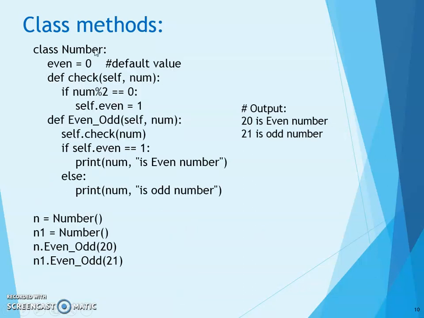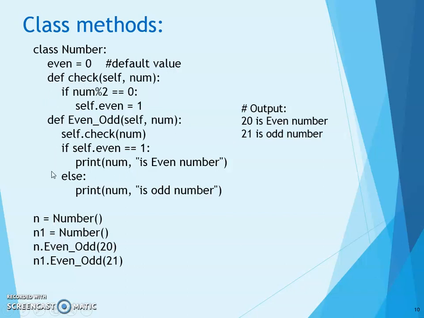Now here is one more example, that is class Number. We are assigning a value of 0 and we want to check whether it is even or odd. If that number is equal to 0, then we will say self.even is equal to 1, and we have written one more method to check even or odd. So here we are creating an object of Number, that is n, and here one more object is created as n1.